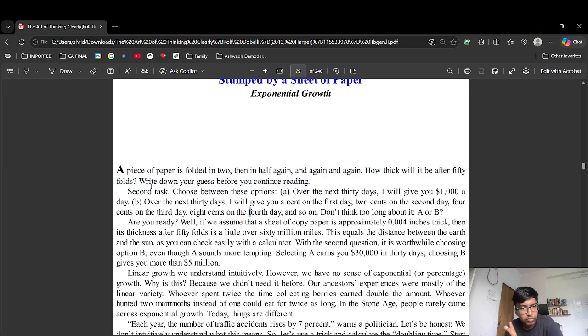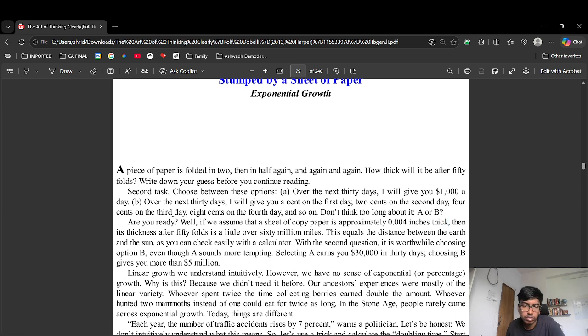Second task. There are two tasks. First, take a sheet of paper and fold. Second task: over the next 30 days, I will give you a thousand dollars a day, or I will give you 1 cent on the first day, 2 cents on the second day, and then it will compound: 4 cents on the third day, 8 cents on the fourth day, and so on. Don't think too long about it. What do you choose, A or B? Like in these two options, 1000 and the compounding of cents. What do you choose? Most people will think like, take $1,000.